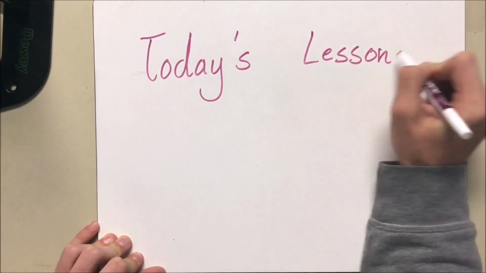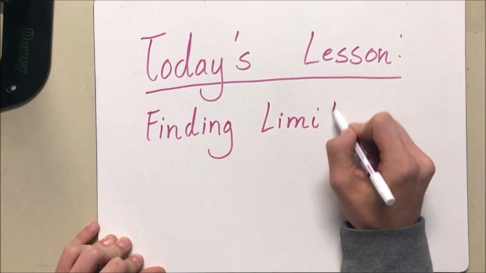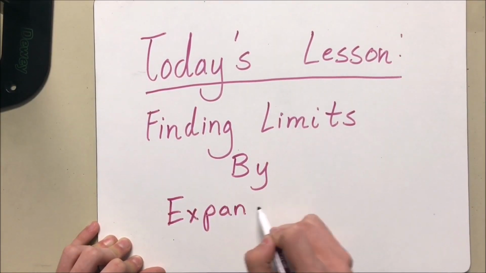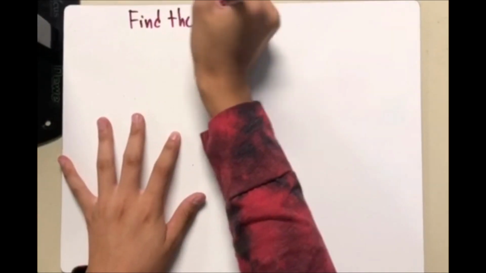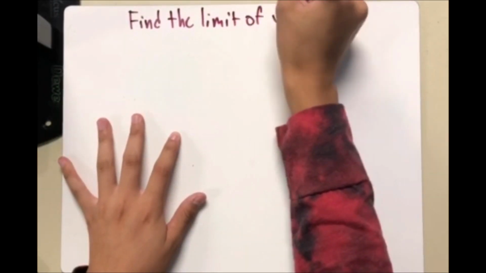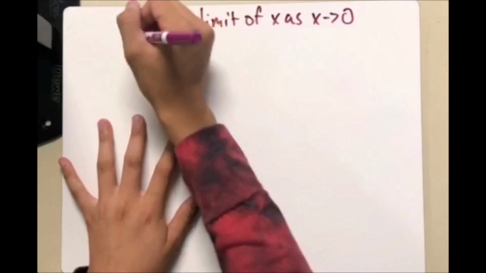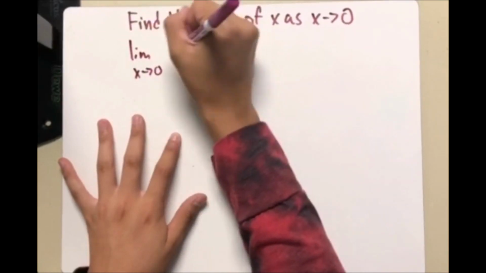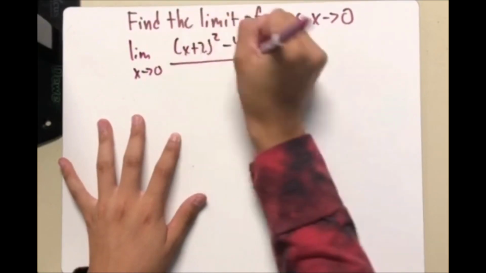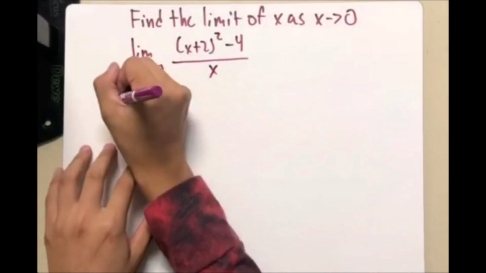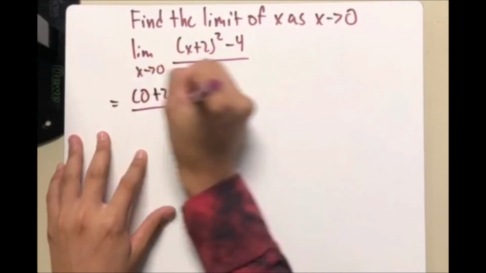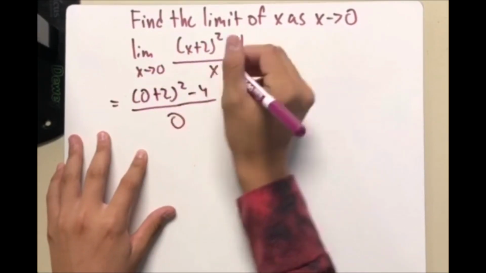In today's lesson, we will be learning how to find limits by expanding. We have to find the limit as x approaches 0 of (x plus 2) squared minus 4 over x. We need to get rid of the x in the denominator because 0 over 0 is undefined.